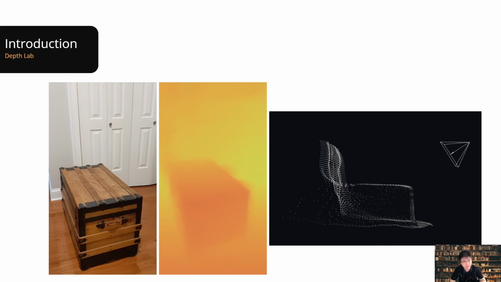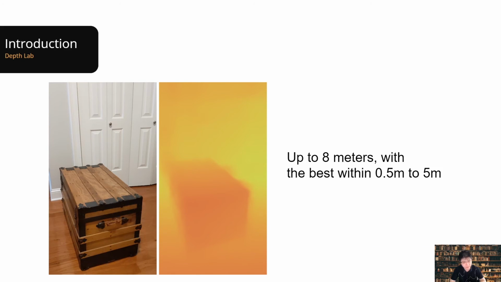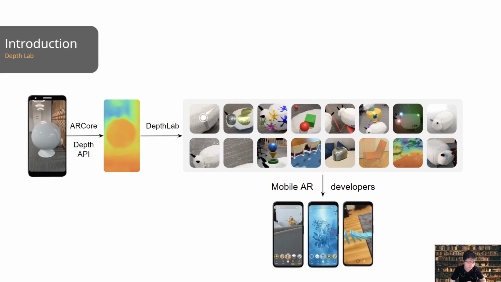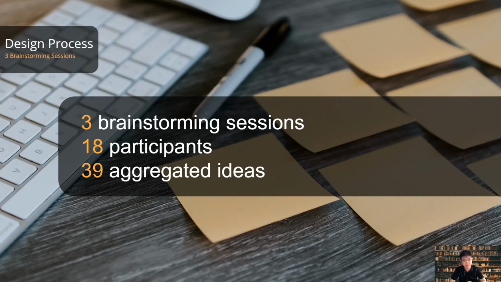Currently, our depth 16 image format allows for depth sensing up to 8 meters, and the best depth measurements are between 0.5 meters to 5 meters. However, even with real-time depth map, there's still a large gap between the raw depth data and the typical expertise of mobile application developers who are not experienced in handling depth data. So in DepthLab, we process the raw depth map from AR Core Depth API and provide customizable and self-contained components for mobile AR developers to build more photorealistic and interactive AR applications.